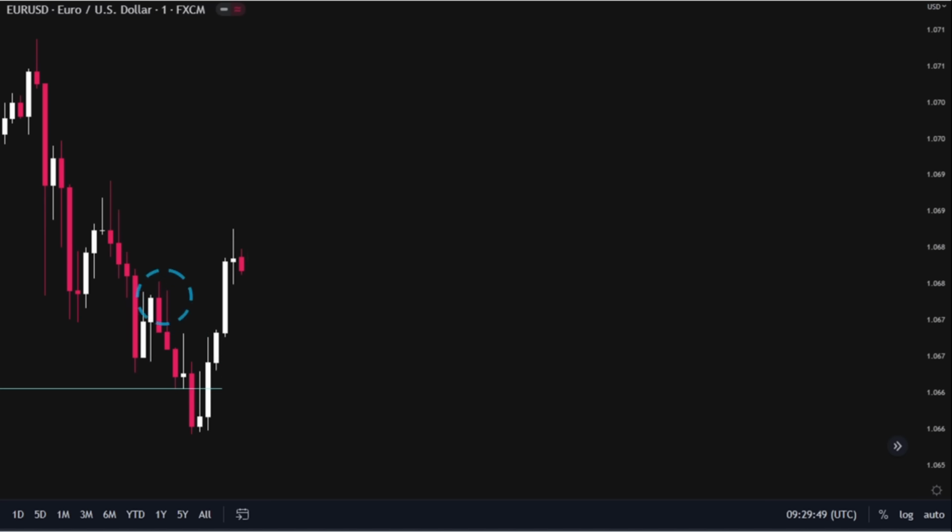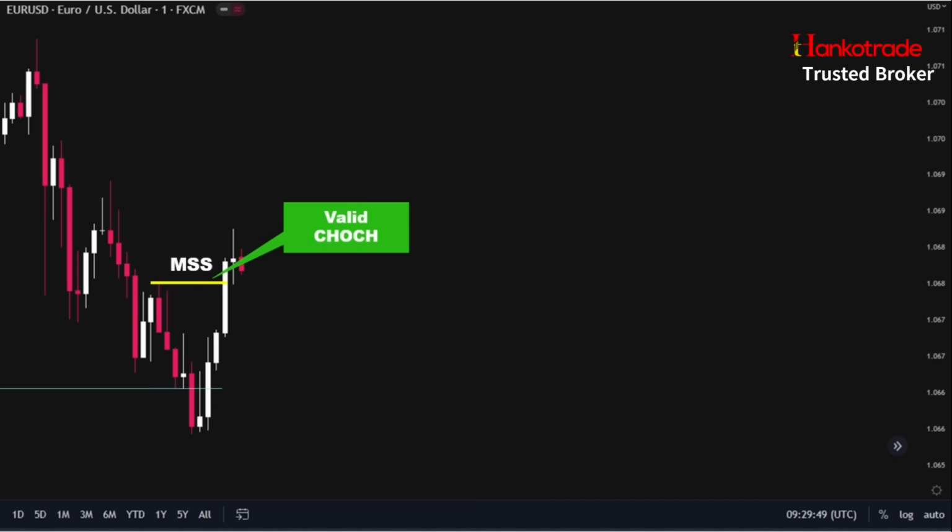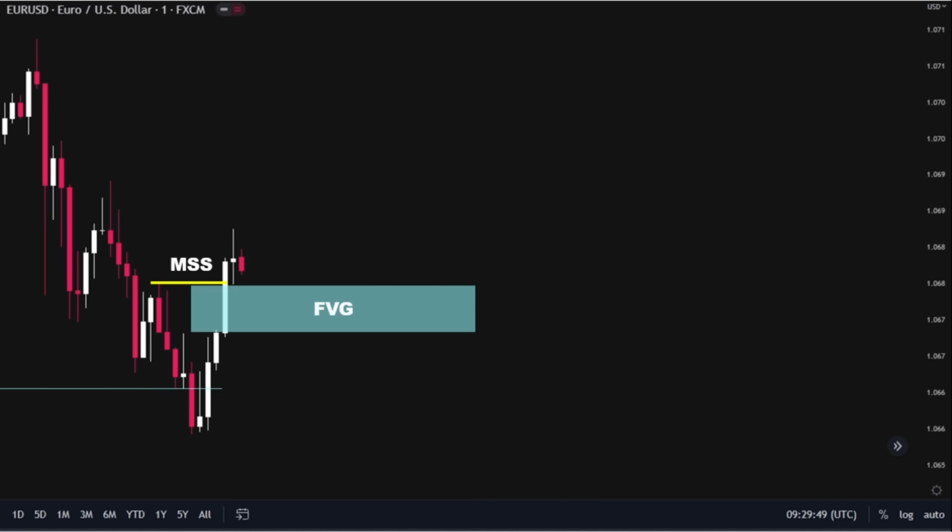But if you look upper, you can easily spot this structure, which was created before price went down to sweep out the liquidity. So, as we have identified a valid market structure shift or change of character, in the next step, we should look for the lowest fair value gap near the current price. As you can see, we have a fair value gap right here. So we set up our entry order at the highest zone of the fair value gap.